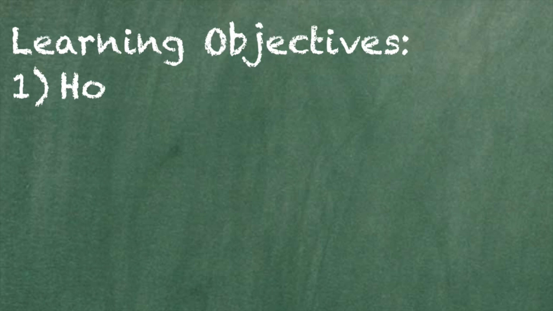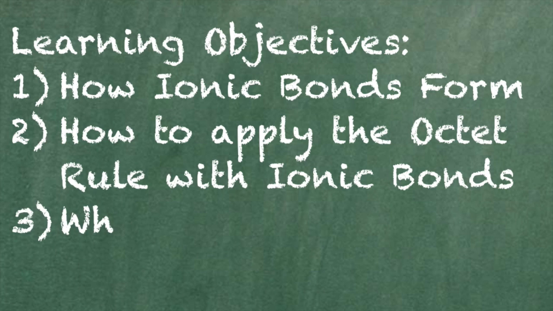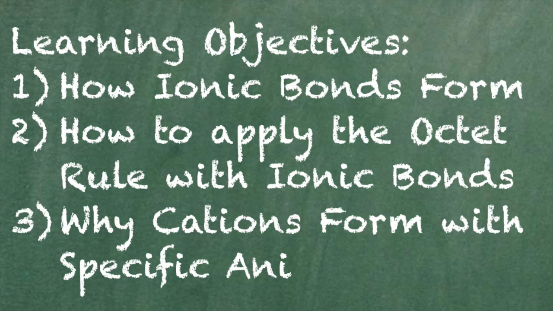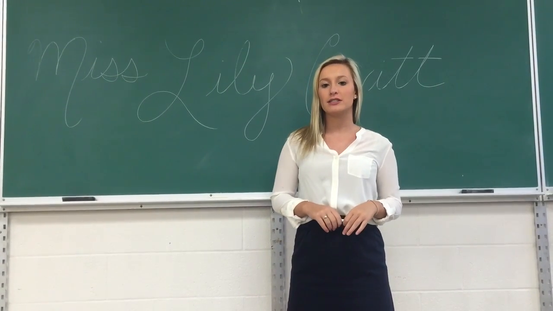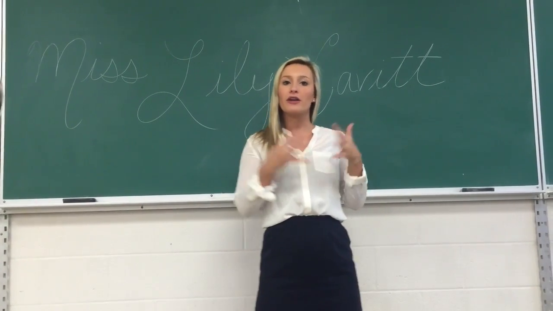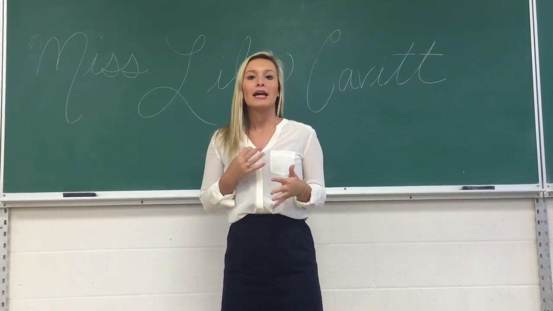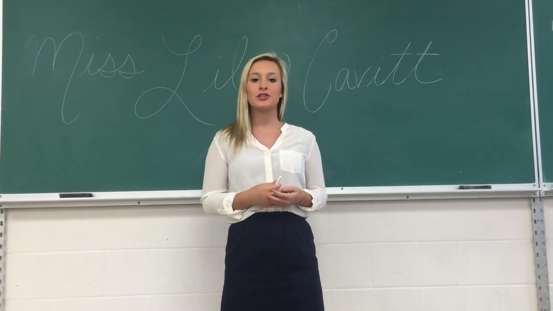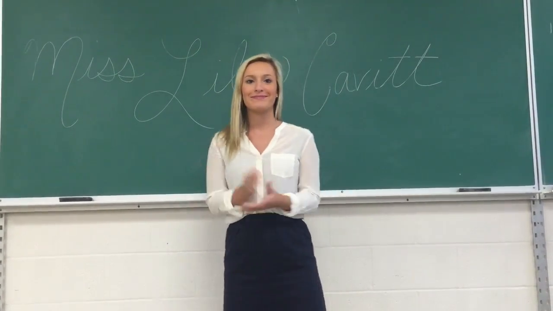Today in class, we will be learning how ionic bonds form, how to apply the octet rule with ionic bonds, and why cations form with specific anions. Ionic bonds are important because they are crucial to chemical reactions. In order for a chemical reaction to occur, elements need to form with other elements, or elements can separate from a combined molecule. Can one of you please come up to the front of the class to share what you researched about what ions are and how ionic bonds form?